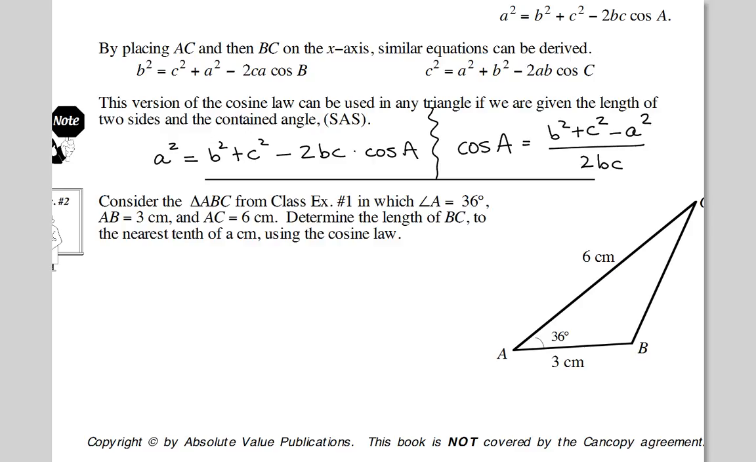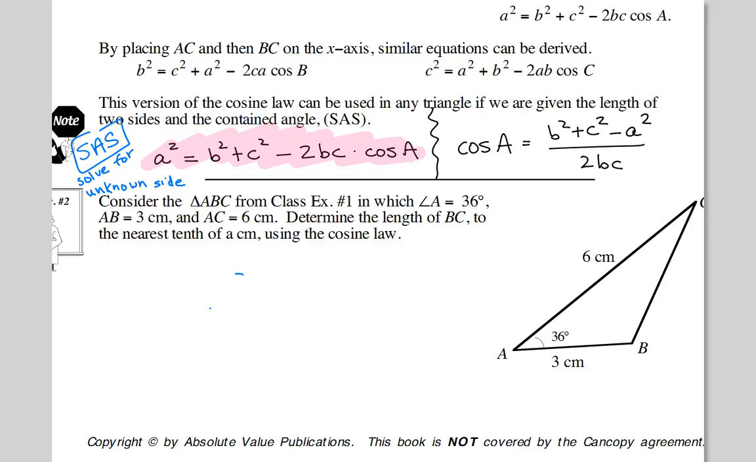So the first one, this one here on the left. In this situation on the left, you can see that you're going to need this side-angle-side situation, and it's to solve for an unknown side. So that formula is to solve for the unknown side.